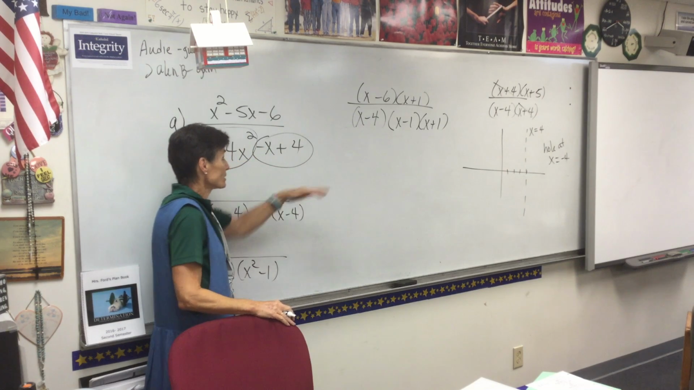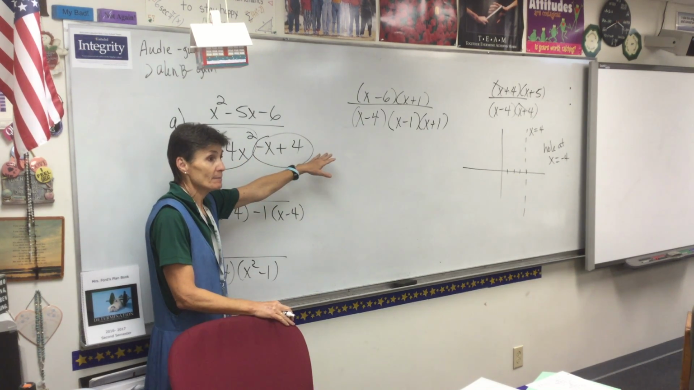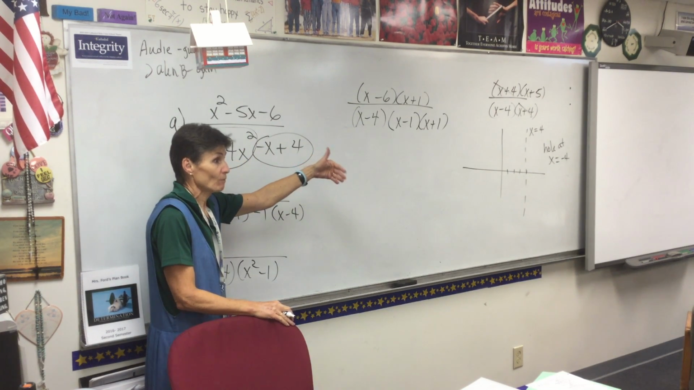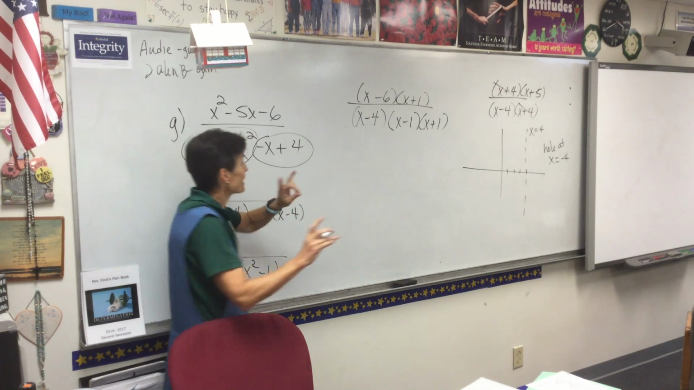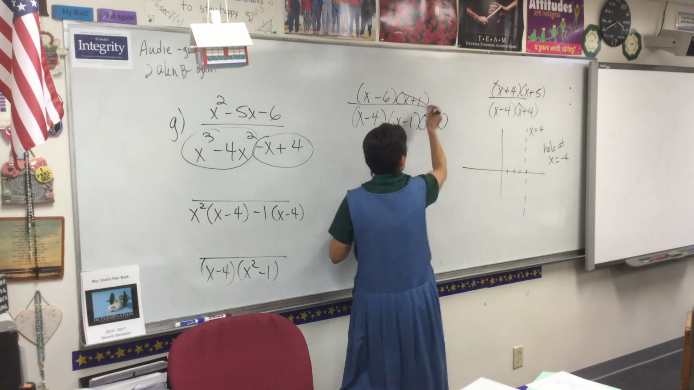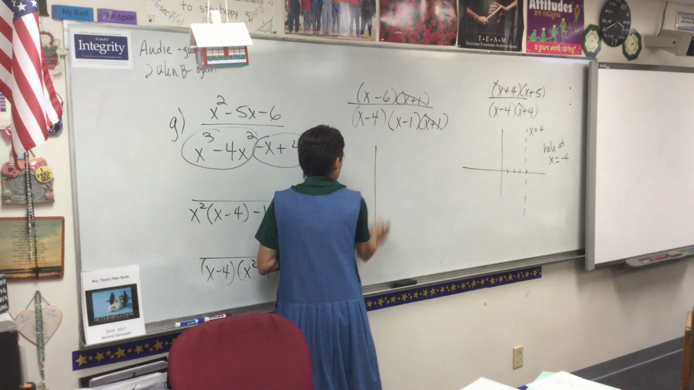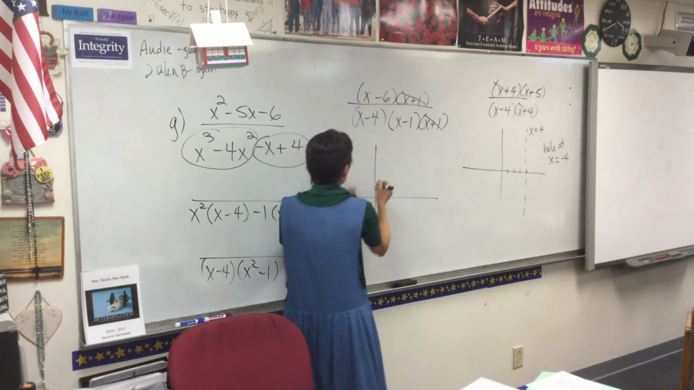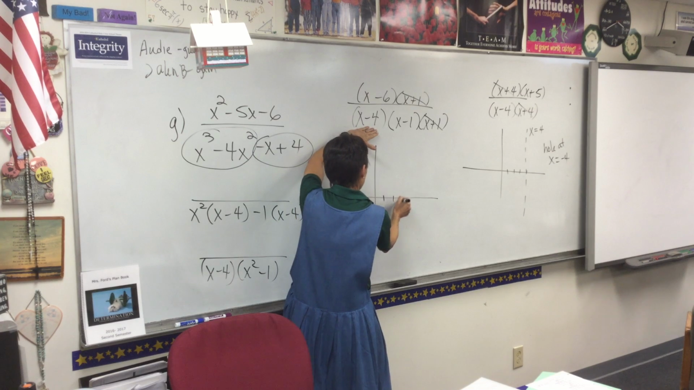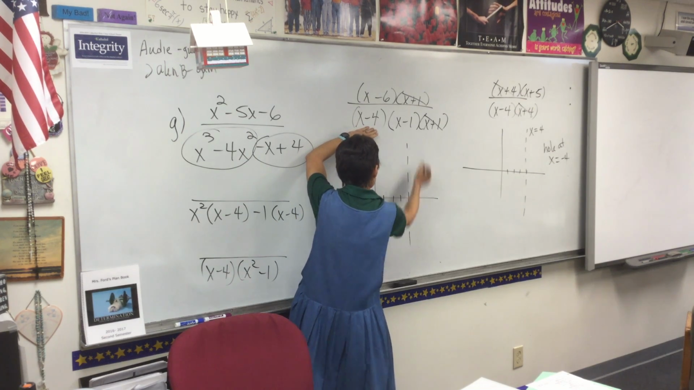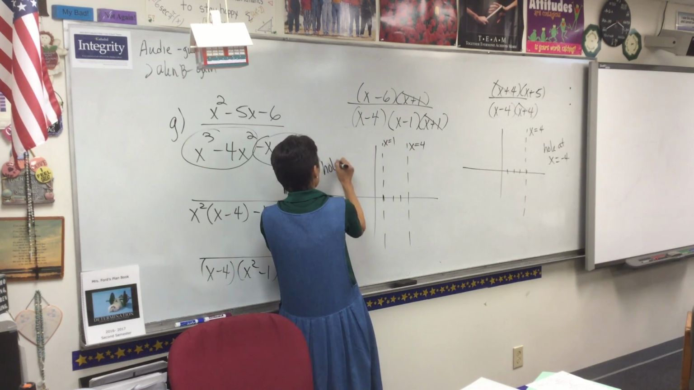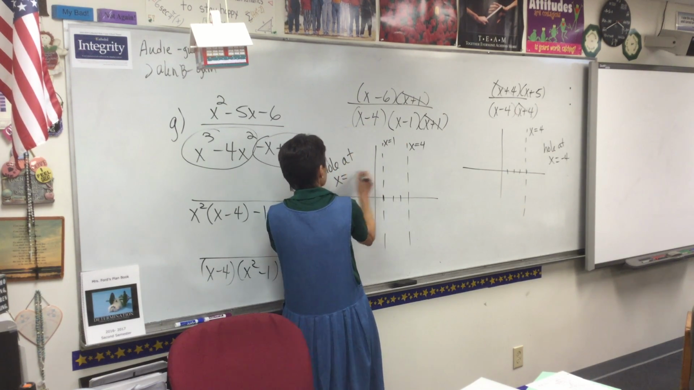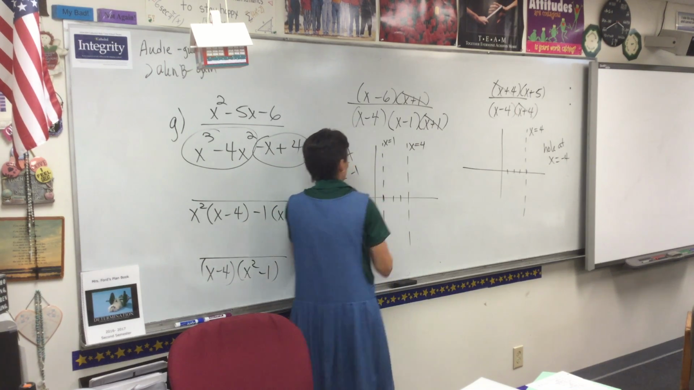Now, did you notice there's 3 parentheses in the bottom? That would mean 3 vertical asymptotes, which is fine, except that one is going to cancel, right? So we're still going to have 2. Where are they going to be? What can x not be? 1 and 4. And we'll make a note, we're going to have a hole where x equals negative 1.